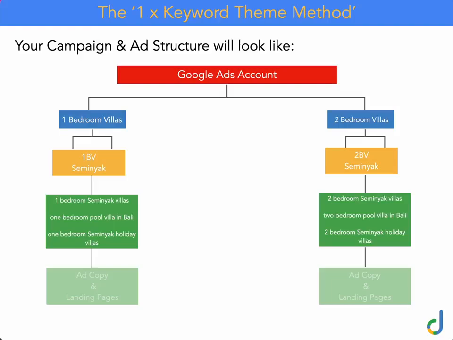The power of this is that because we've got our keywords based around 2-bedroom Seminyak villas, it'll have ad copy around 2-bedroom villas, taking them to the 2-bedroom landing page, whereas this one is all about 1-bedroom. So with the theme, you want to have a single theme going through your ad groups, from the keywords that you're targeting through to the ad copy they're showing through to the landing page that they're going through to.